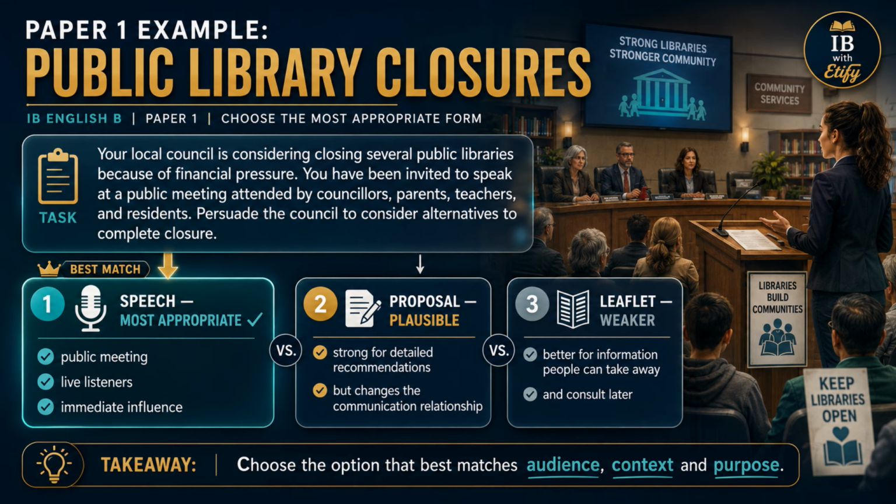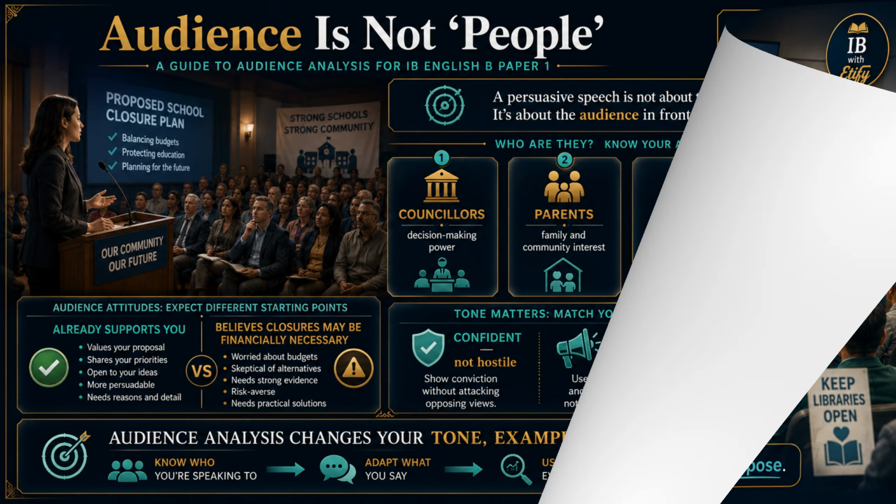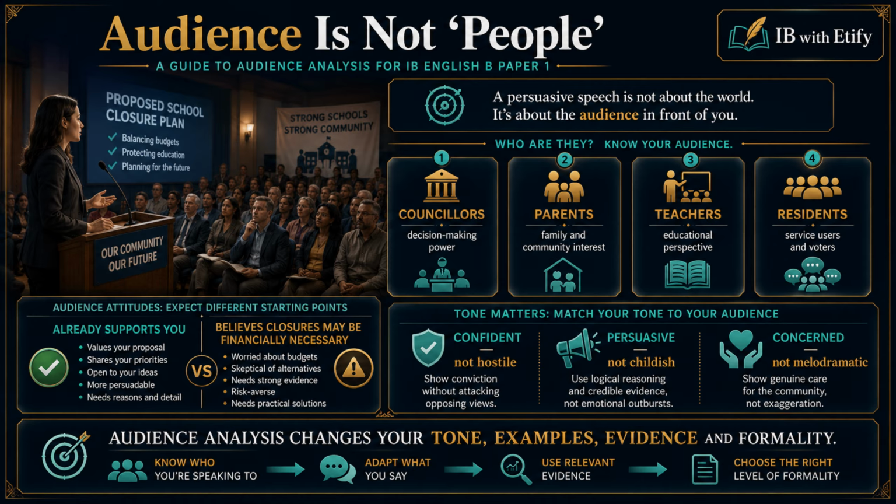Here, the speech is the most appropriate choice. A proposal could present detailed recommendations, so it is certainly plausible. However, the task places you at a public meeting and asks you to influence people who are listening to you at that moment. A leaflet is weaker because the main purpose is not to distribute information that people can take away and consult later. Once you have chosen the speech, think carefully about your audience.